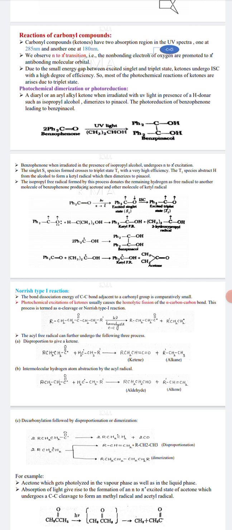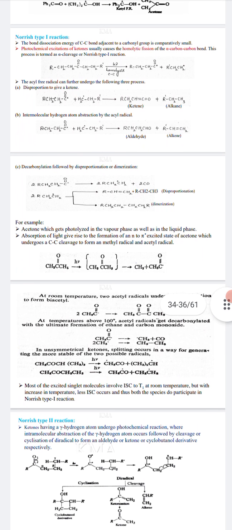So coming to the reactions of carbonyl compounds, the most important reactions of these carbonyl compounds are Norrish type 1 and Norrish type 2 reactions. Other way, Norrish type 1 reaction is also called alpha cleavage, and Norrish type 2 reaction is called beta cleavage.